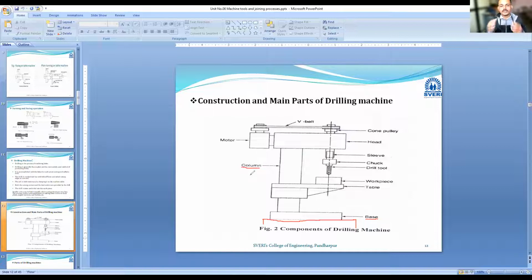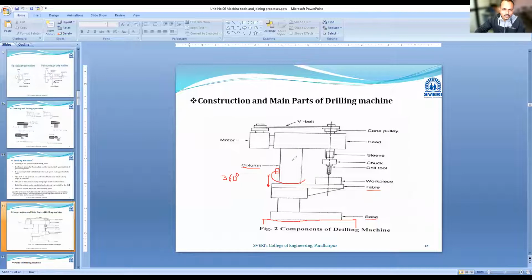Okay, one vertical column is attached to that base. On that column, one table, that is the swivel table, is mounted. That table can move in upward and downward direction, as well as this table can rotate 360 degrees around the column.